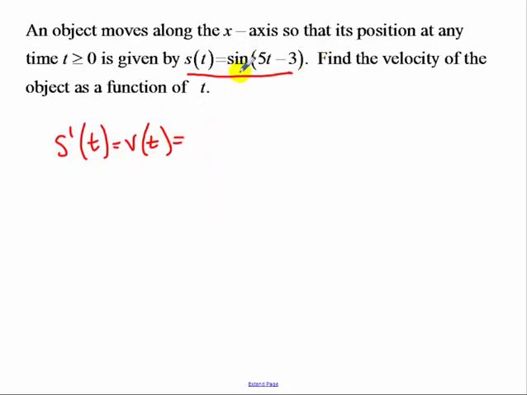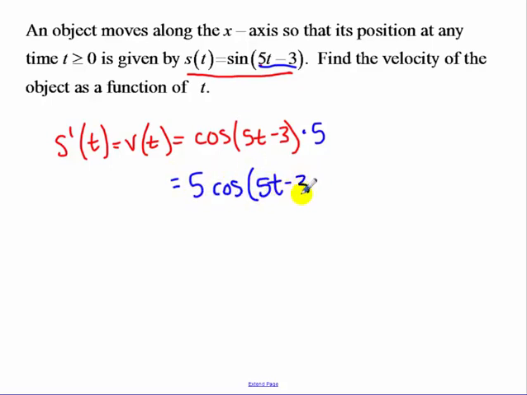Derivative of that. You have the sine, and then you have a function inside, that 5t minus 3, that's a function inside. So the derivative of sine is the cosine of 5t minus 3. I don't take the derivative of the 5t minus 3 when I'm writing out the derivative of sine. I then take it separately, and the derivative of 5t is 5. So really that would be 5 cosine of 5t minus 3.